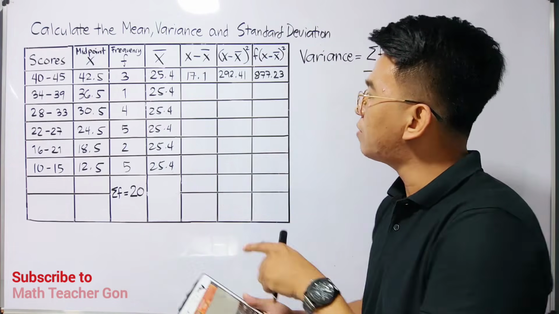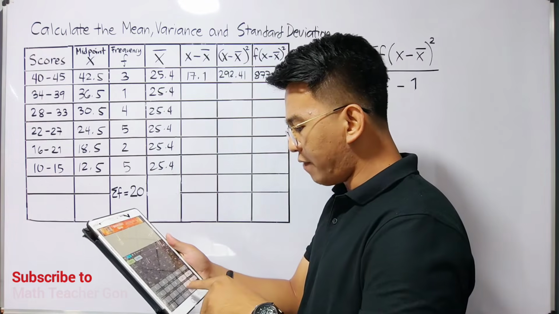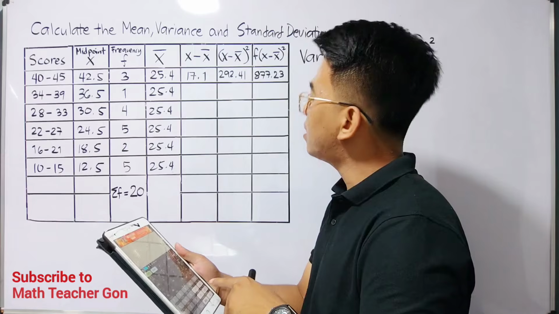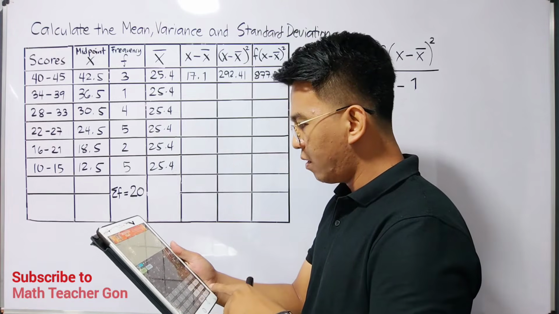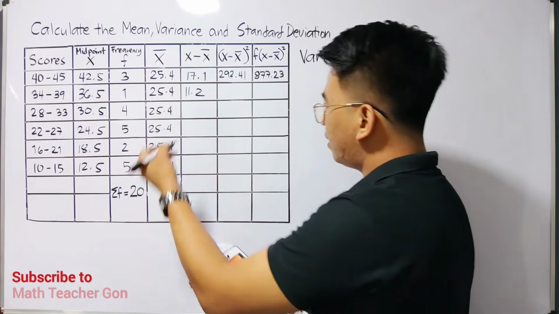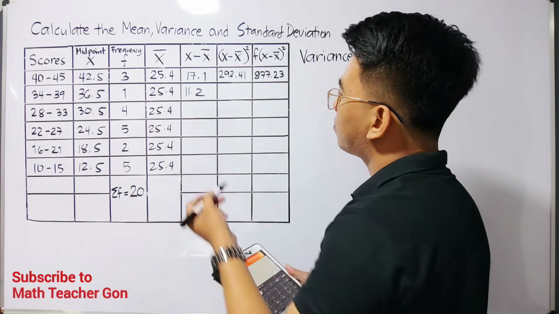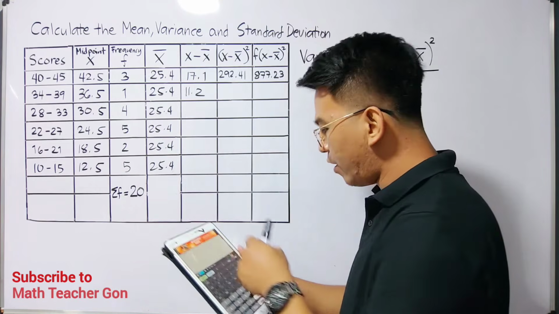So let's continue with the next part. Here, we have 36.5 minus 25.4, and that would give us the answer of 11.1. Next, 11.1. Next, we square 11.1.